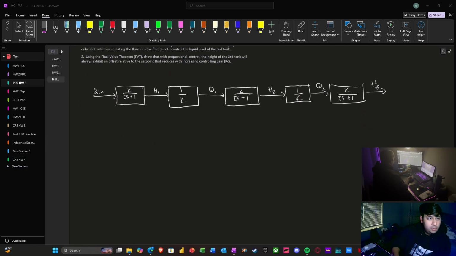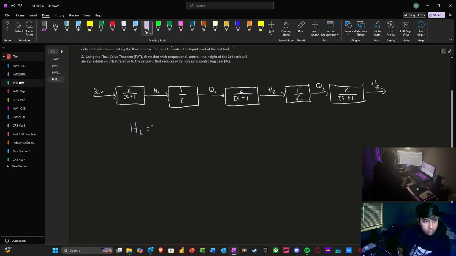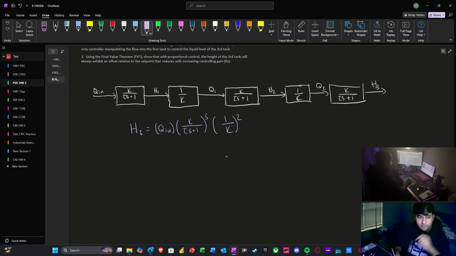So to make this a little easier, we're just going to rewrite this in equation form. What we will have is our Q in, which is our inlet, and what we're trying to find is H3. So we're going to multiply essentially all of this within the boxes. We're just going to make it cubed and then 1 over k squared. So we're going to have this multiplied throughout. This is another way to rewrite it.